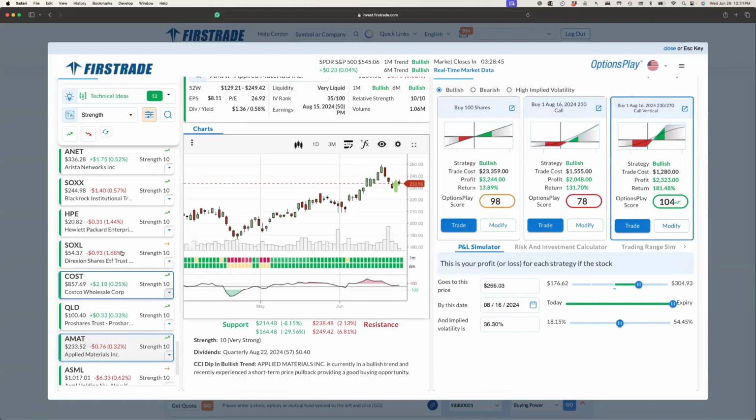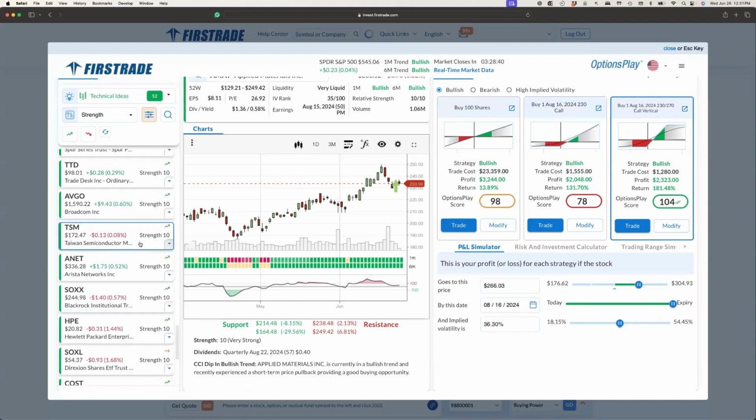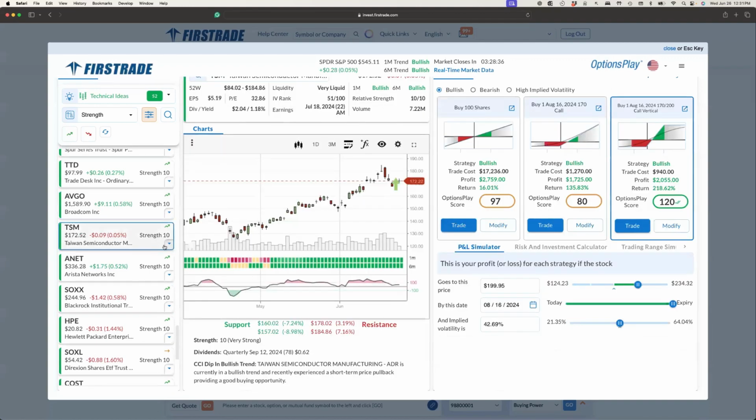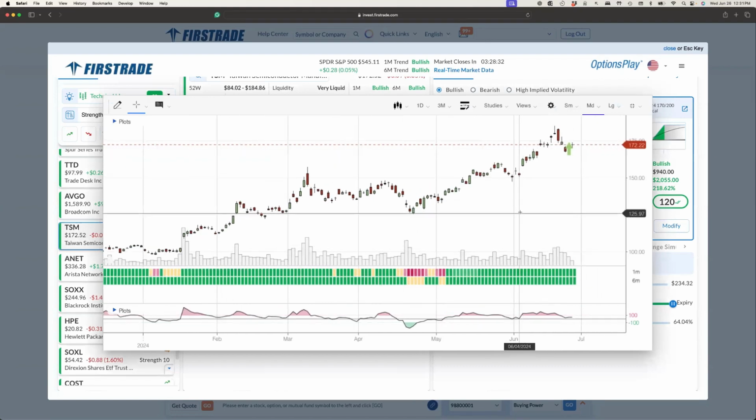Okay, so let's look at a few other ones. I want to look at ones where the price of the stock is not $1,500. Let's look at Taiwan Semiconductors. You see a lot of semiconductor stocks that over the past few trading sessions have taken a pretty big hit.